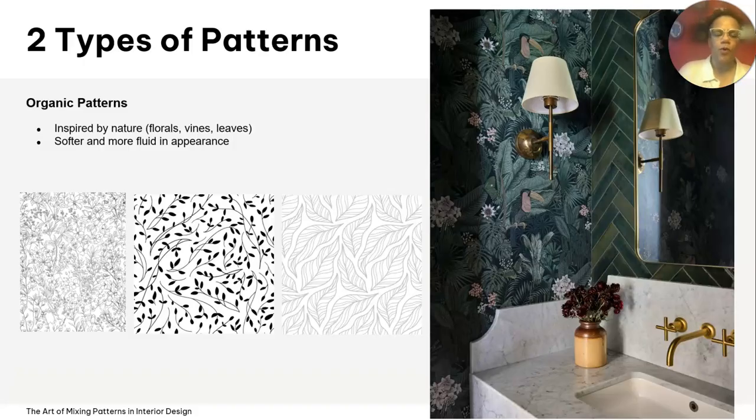And then we have organic patterns. Organic patterns are inspired by nature. So leaves, florals, vines. They tend to read as softer and much more feminine. They are organic and less predictable. You may see a flower in one spot and then see it located someplace else, but not exactly where you would expect it.